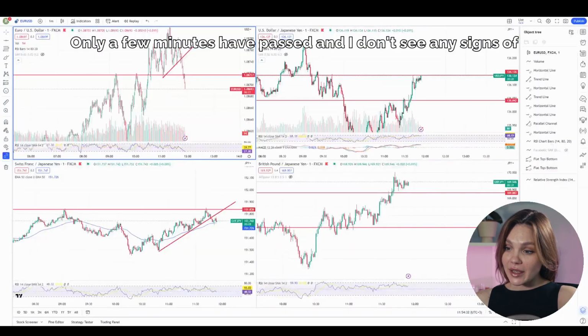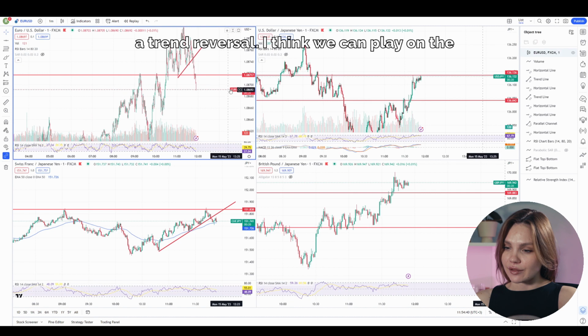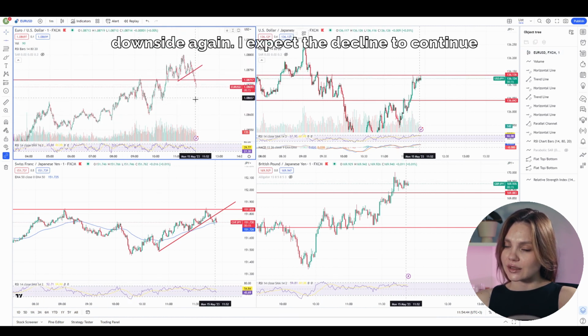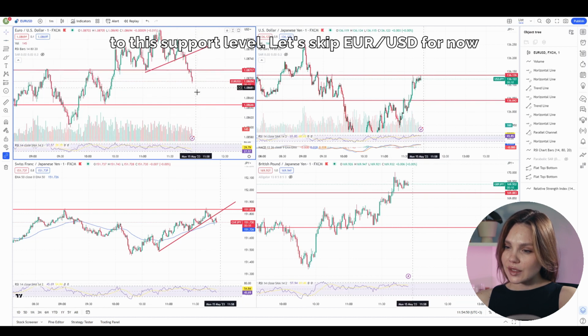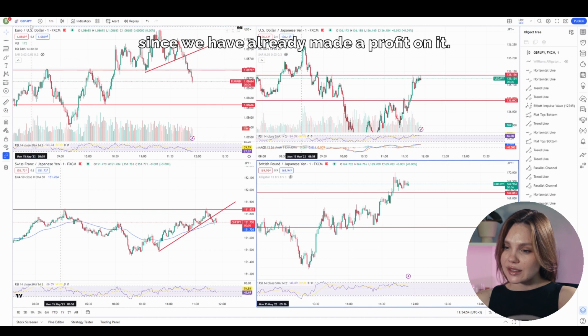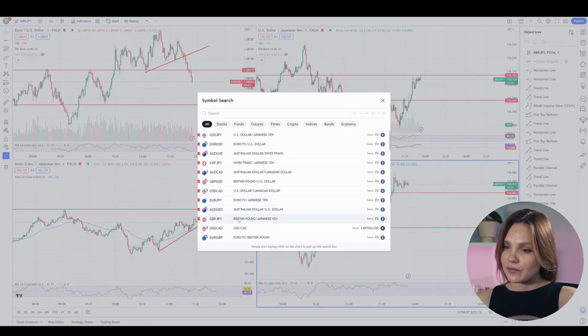Only a few minutes have passed and I don't see any signs of a trend reversal. I think we can play on the downside again. I expect the decline to continue to this support level. Let's keep euro and US dollar for now since we have already made a profit on it. Let's see what else is available in the market.